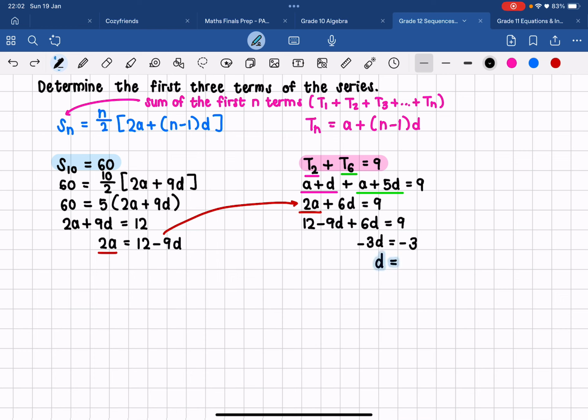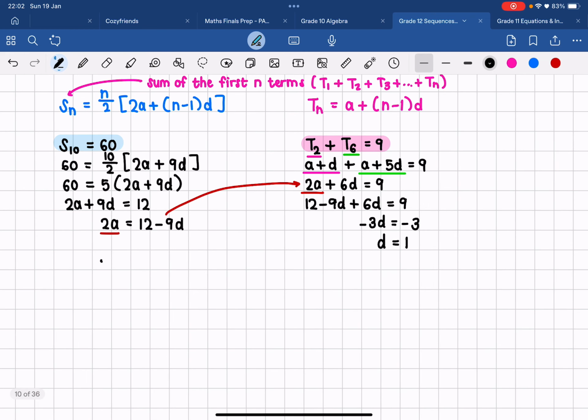So we have negative 3 divided by negative 3. So D is equal to positive 1. There we go. That is the value for D. Now, as we know, if we know what D is, we can calculate 2A in this case. 12 minus 9 times 1. So 12 minus 9 is 3. So A is going to be 3 over 2.